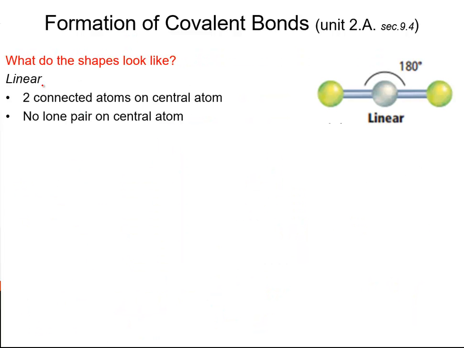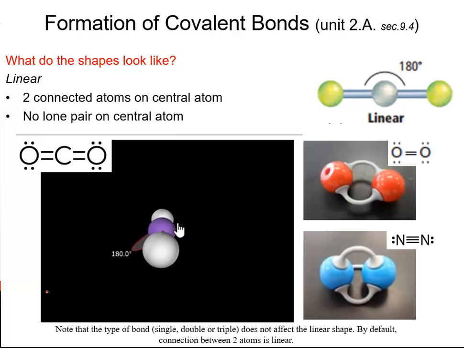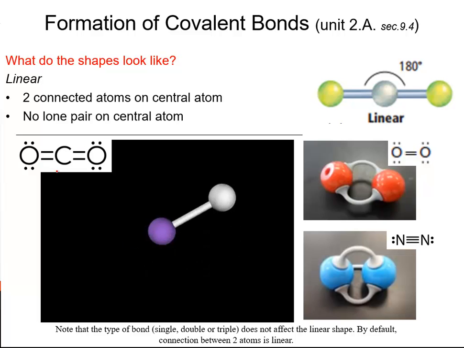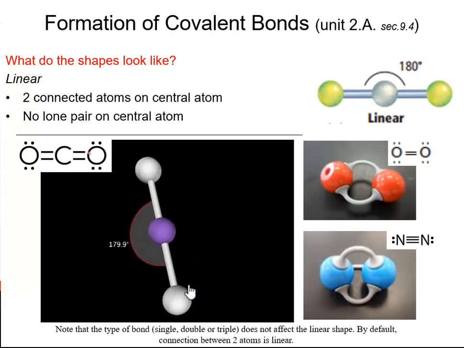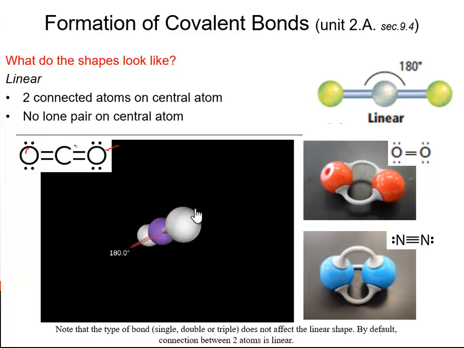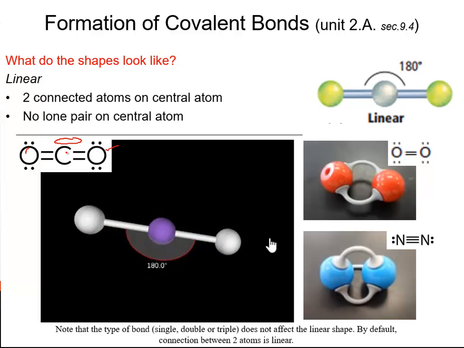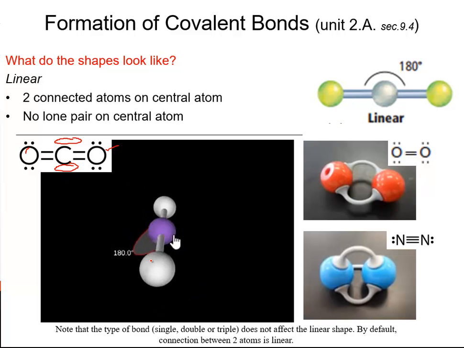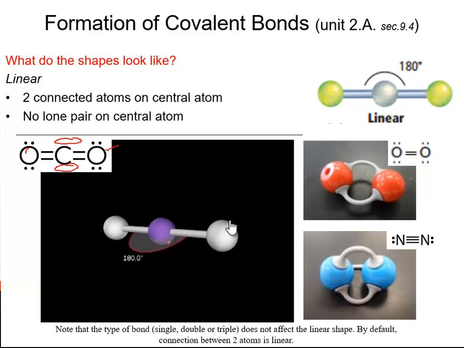Okay? So the first shape, linear. So linear looks like this. You have 2 bonded atoms at 180 degrees apart from each other. There are no lone pairs on that center atom. So if you take a look at carbon dioxide, here's the electron dot structure for carbon dioxide. You have 2 bonded atoms, and there are no lone pairs on the center atom. Because of that, you have 180 degree bond angles.